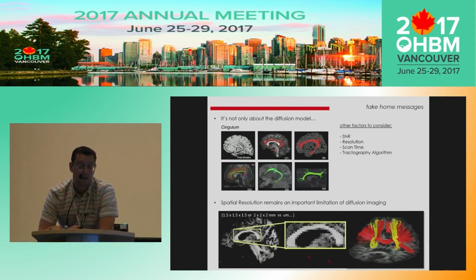And finally, never forget about the spatial resolution. I'm sure that maybe Maxime will talk more about that later, but spatial resolution is an important limitation for tractography. We know there is a lot of stuff going on in the same 2 millimeter or 3 millimeter or 1 millimeter voxel, and sometimes we cannot disentangle it correctly.